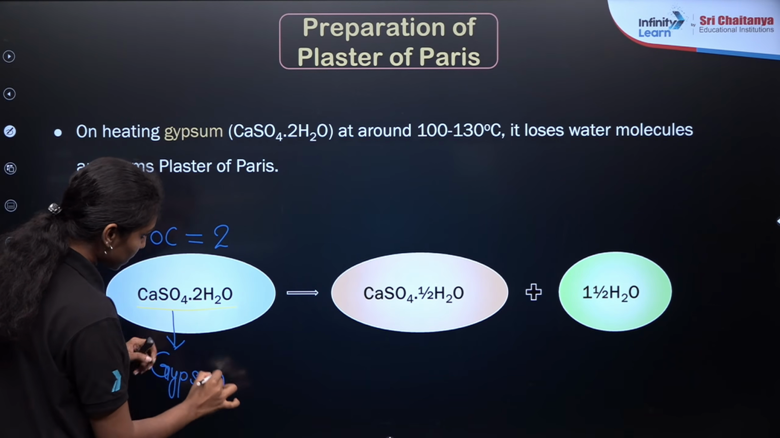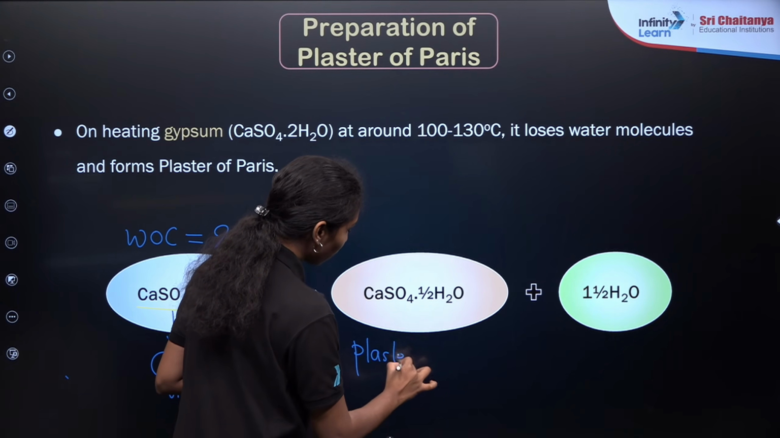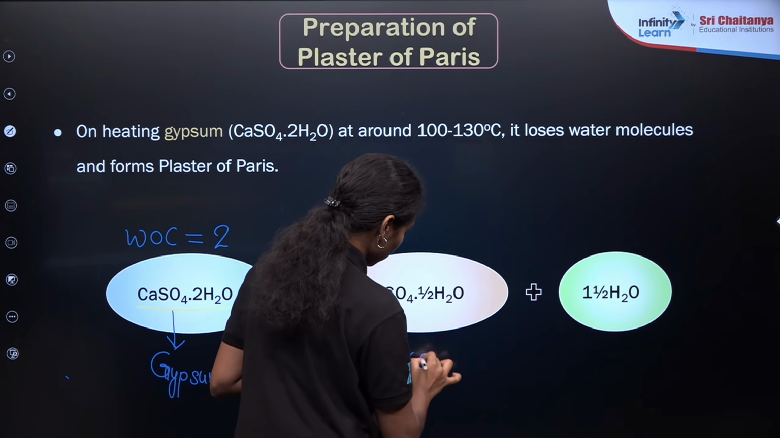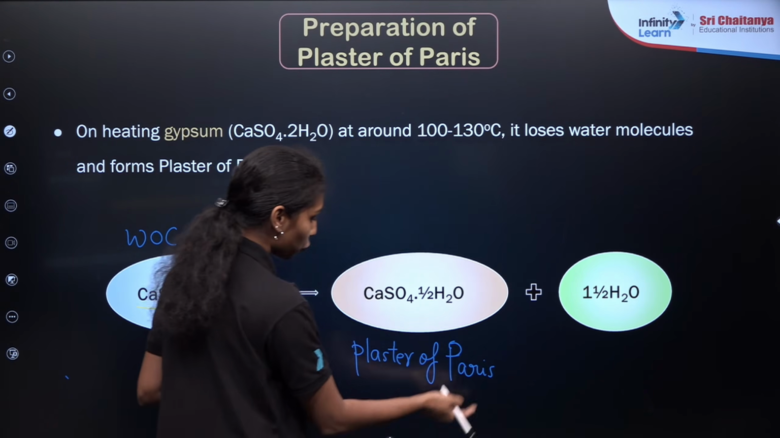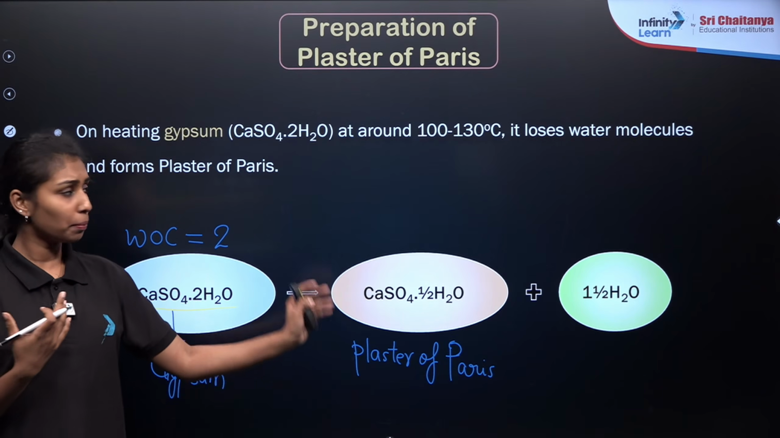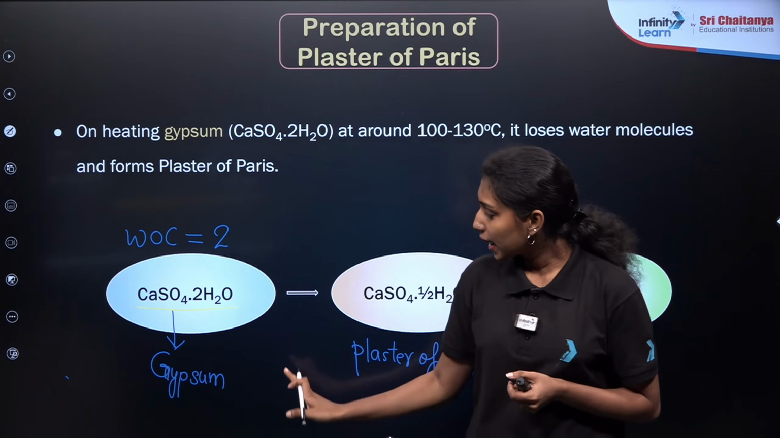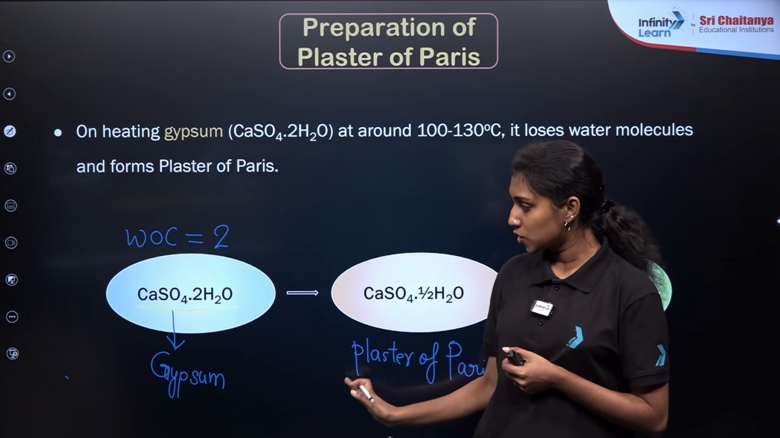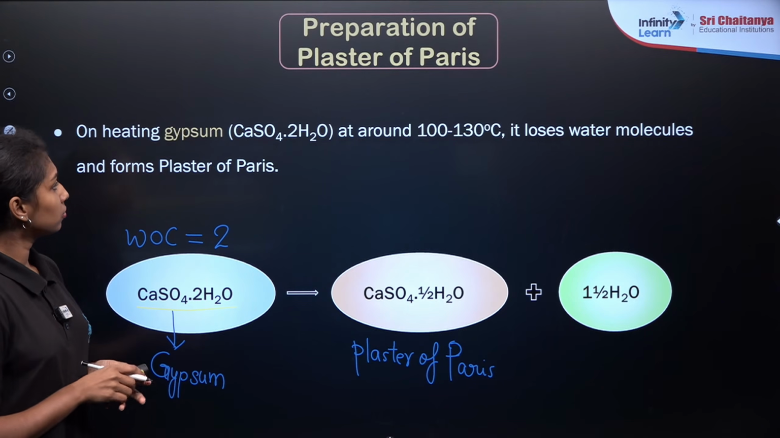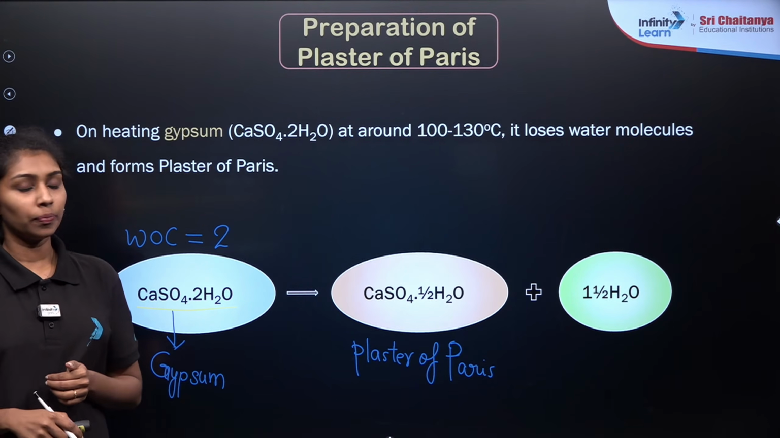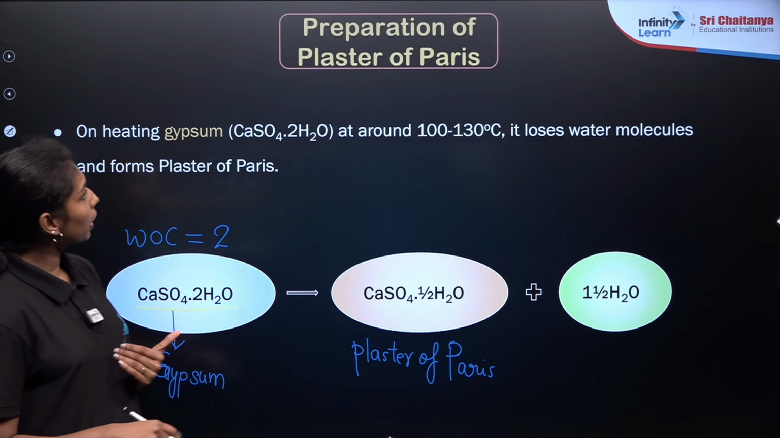If you heat the gypsum, it easily forms the semihydrate, plaster of Paris. So in plaster of Paris, the water of crystallization is equal to half H2O. Is that clear? This method of preparation is very important, and many of you may make mistakes with the chemical formulas of gypsum and plaster of Paris. Plaster of Paris is half H2O and gypsum is 2H2O. I hope you understand how to prepare plaster of Paris from gypsum. This is the method of preparation.